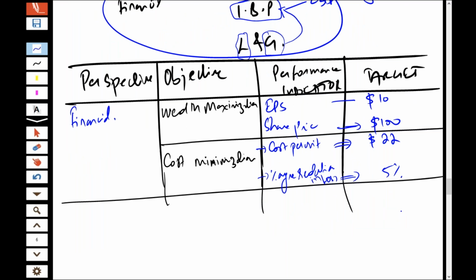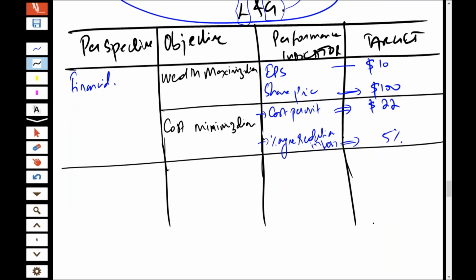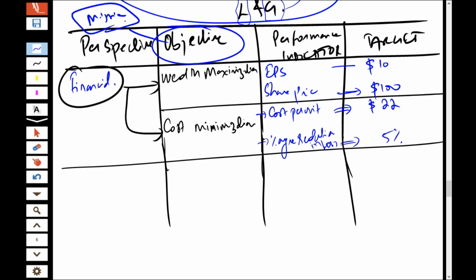Things like that. So if you try to implement the balance scorecard in any organization, this is how you do it. Let me repeat. When we try to implement the balance scorecard in any organization, how do we do it? We simply take out the perspective. For each of the perspectives, we can have different objectives. And remember, these objectives should be aligned with your mission.